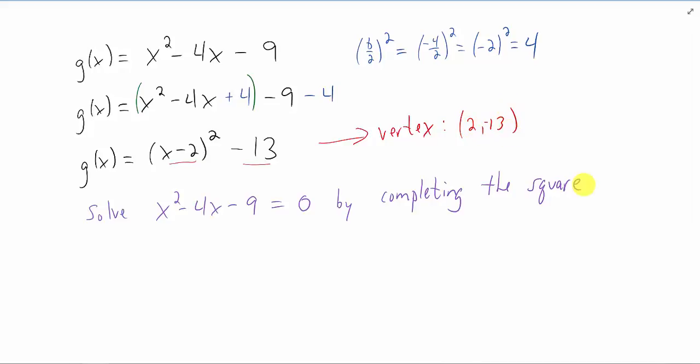Now, as you'll see in the homework, you're often asked to solve quadratic equations by completing the square. So we've taken the right side of our quadratic function, we've set it equal to 0.